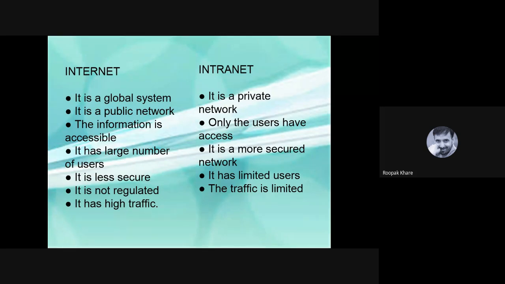Information on internet is accessible to all. Intranet, only certain users can access it. Internet is large and there are millions and billions of users on it, while on intranet only certain people who are allowed. Internet is less secure. Intranet is more secure. Internet is not regulated, while intranets are regulated. There are rules and regulations. While there's a high traffic on internet, on intranet the traffic is limited.